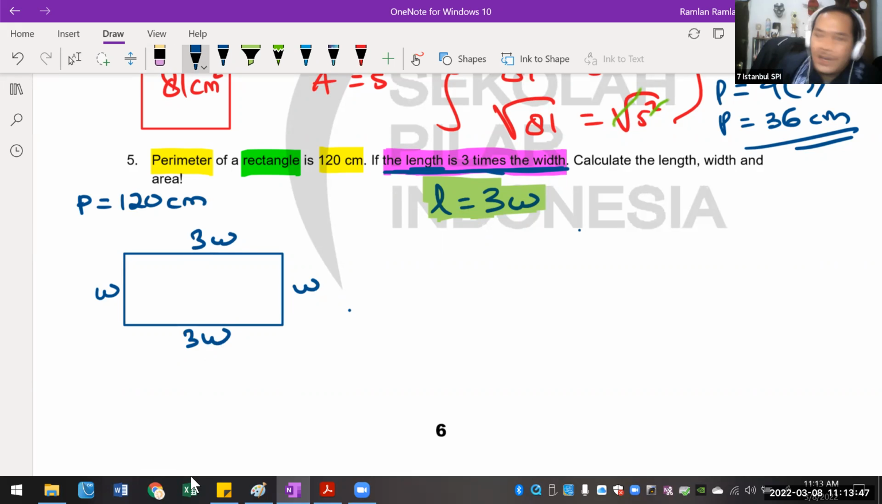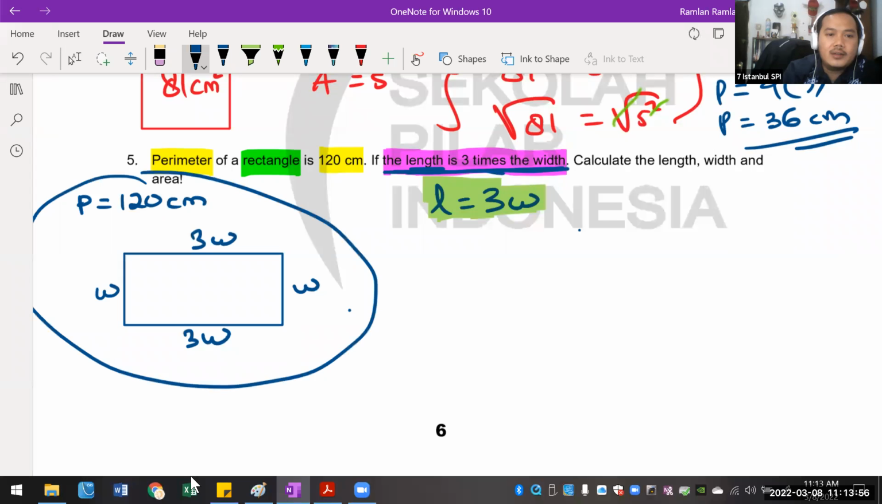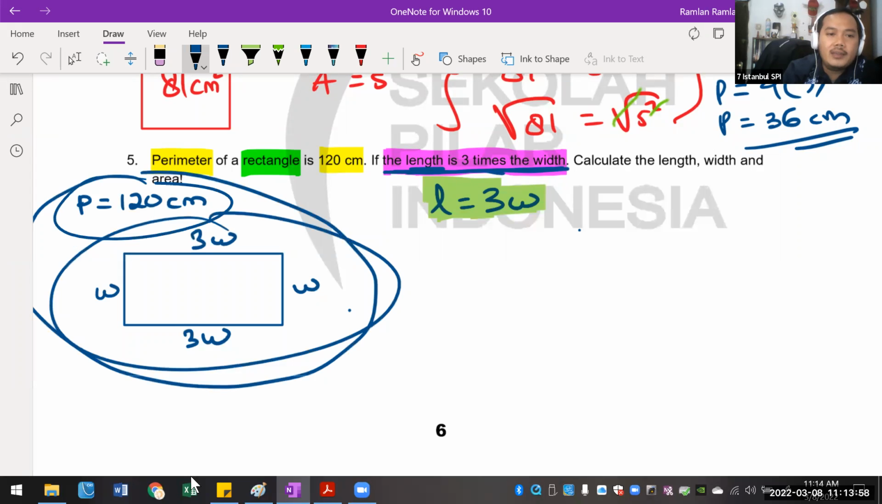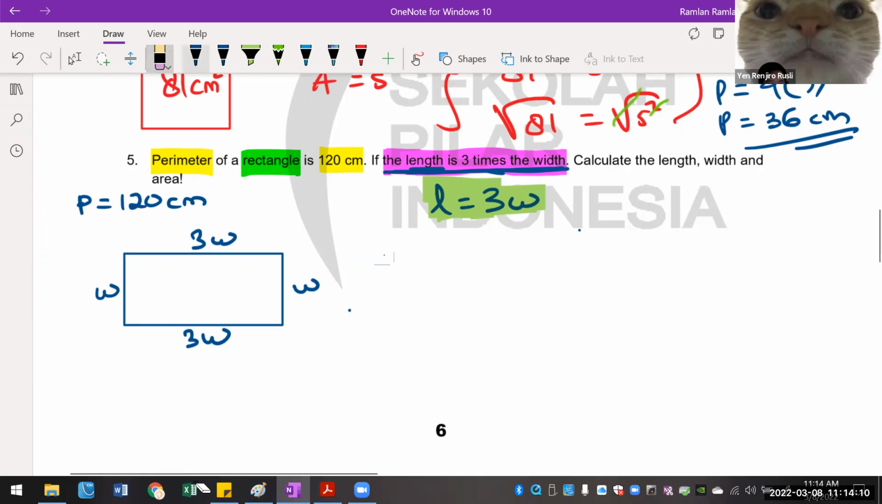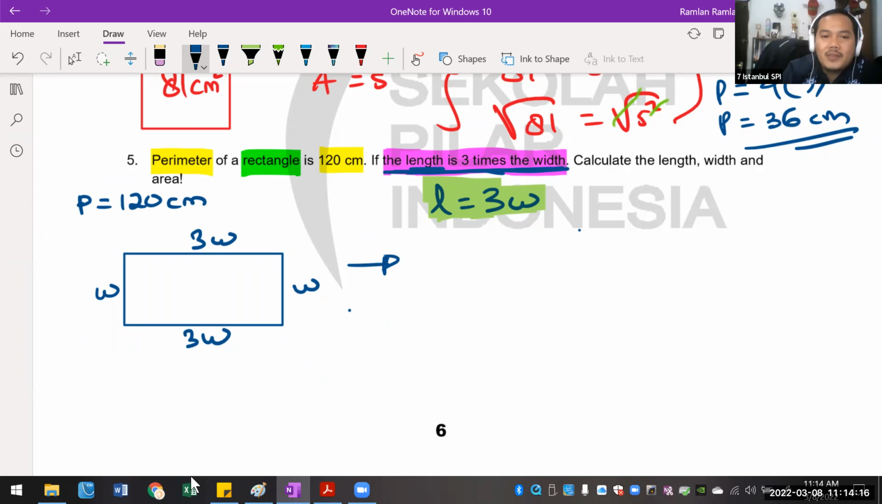Okay, now I'm gonna go to GO. How can you connect the information, these 2 pieces of information, the image and the perimeter? Gimana tuh? Apa koneksinya? Apa hubungannya? Perimeter itu apa sih?